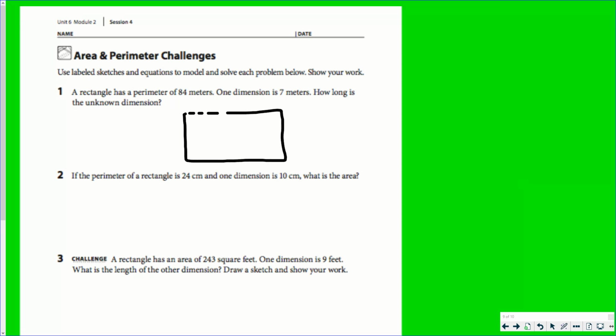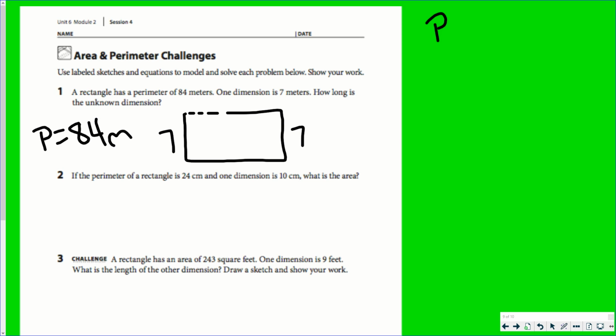It's a rectangle. P equals 84. Perimeter is 84 meters. One dimension is 7 meters. I apologize that I'm not labeling everything. It's a little bit difficult to write on the small screen compared to the smart board that I have at school. But know that labeling is still important. All right, so if our left side here is 7, our right side would also be 7.